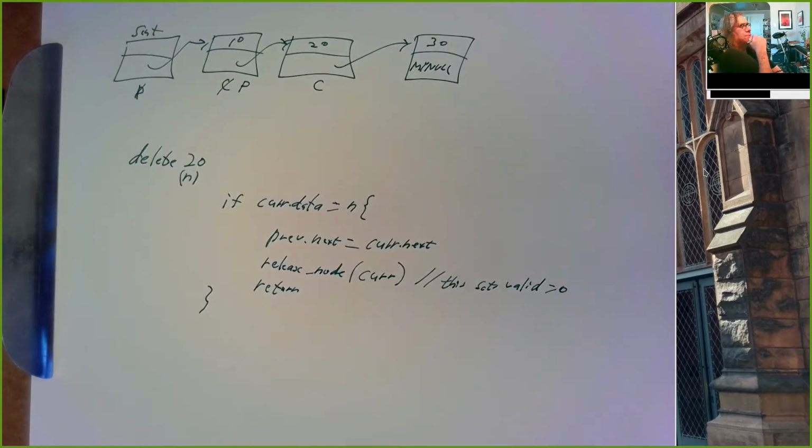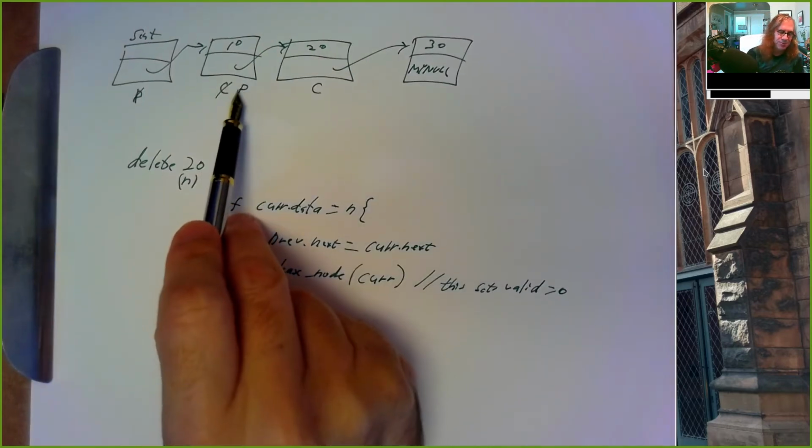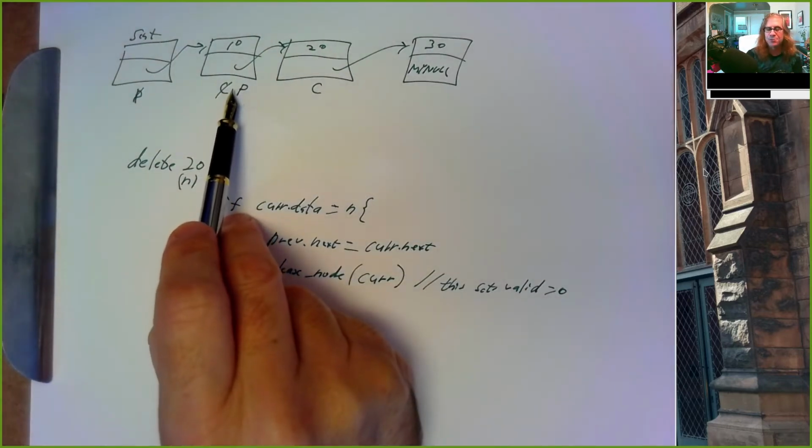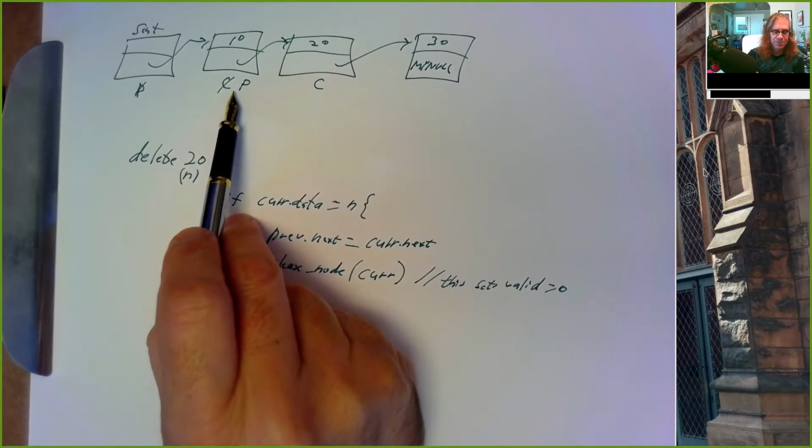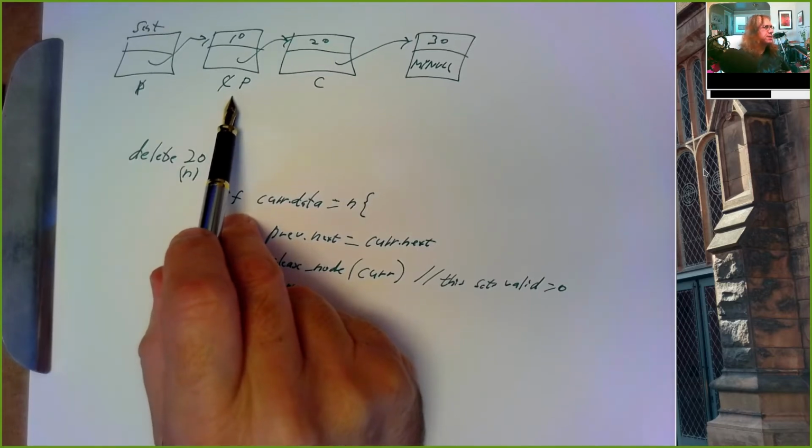Can you avoid using previous pointer by checking next data on each iteration? You can, but you're going to get into edge cases. You're going to have to look ahead one spot, basically. And before I move to the 20, I'm going to see if the next node is equal to 20. And that's doable, but it will get you into, I believe, an edge case when you're at the end of the list.